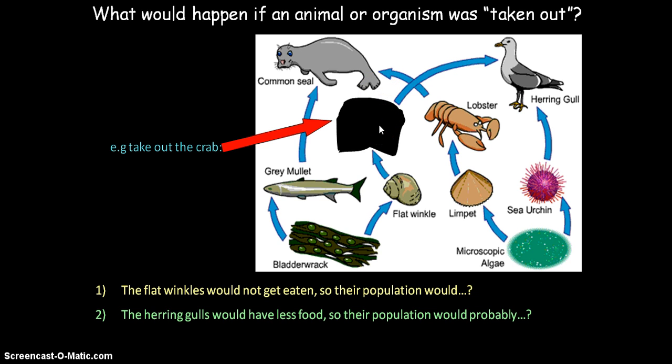And then let's see what another result would be. Oh wait, the herring gulls lose out on food, so their population would probably decrease. So again, the flatwinkles didn't get eaten, so they increase. The herring gulls would have less food, so their population would probably decrease.